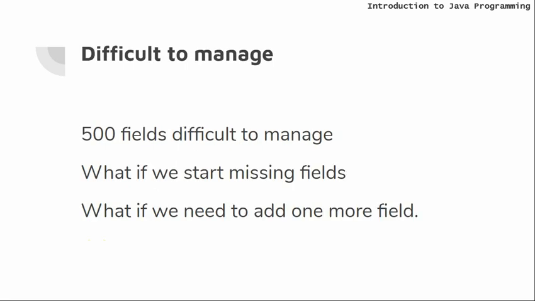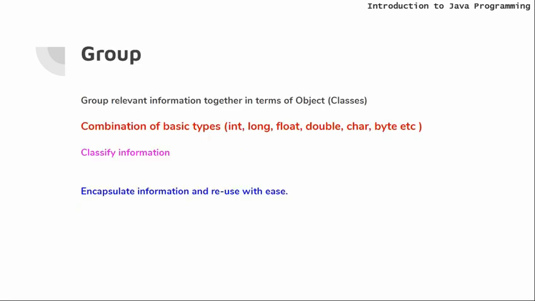It's difficult to manage. What if we start missing fields? Maybe for the first employee I create five variables, for the second as well, and I might lose the reference and create only three variables. Or what if I want to create one more variable? In the case of 500 employees I have to create 500 more variables. So for that it's best we group together the relevant information.